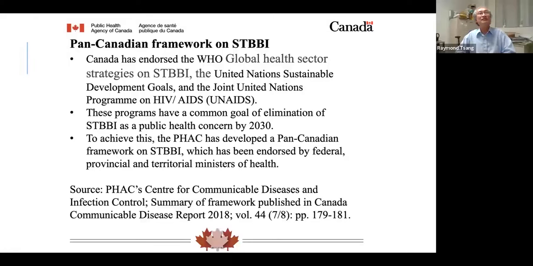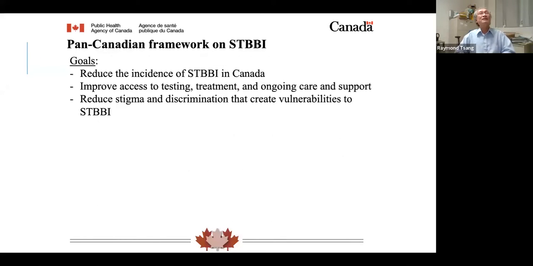To achieve this, the Public Health Agency of Canada has developed a pan-Canadian framework on STBBI, which has been endorsed by federal, provincial, and territorial ministers of health. The goals of the pan-Canadian framework on STBBI include: reduce the incidence of STBBI in Canada, improve access to testing, treatment, and ongoing care and support, and reduce stigma and discrimination that create vulnerabilities to STBBI.